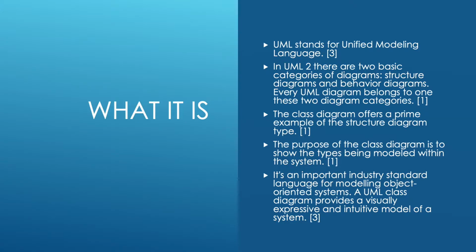UML class diagram stands for Unified Modeling Language. That's UML. And there are two basic categories of diagrams: structure diagrams and behavioral diagrams. UML class diagrams are an example of a structure diagram under this category. Its purpose is to show the types being modeled within the system. It's an important industry standard language for modeling object-oriented systems, and a UML class diagram provides a visually expressive and intuitive model of the systems.